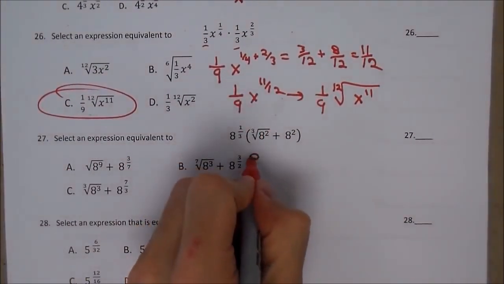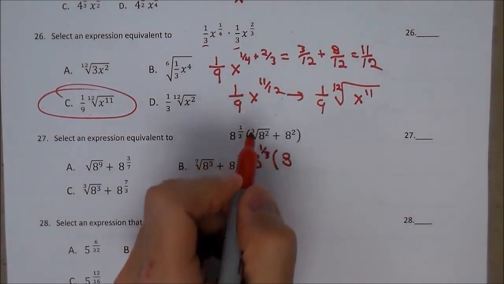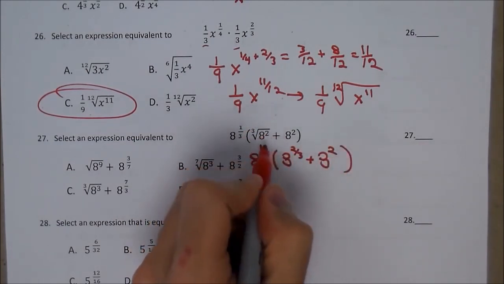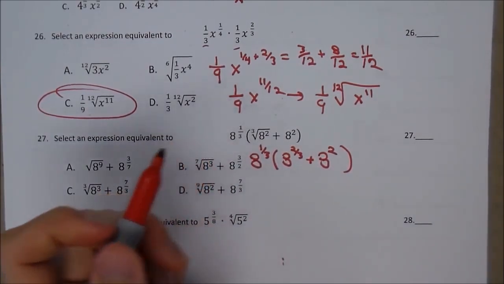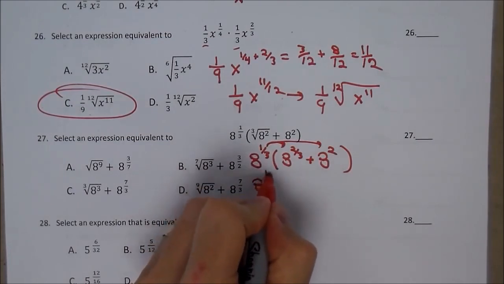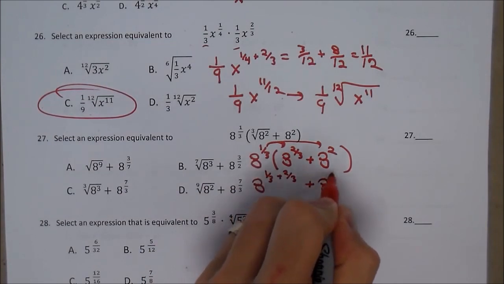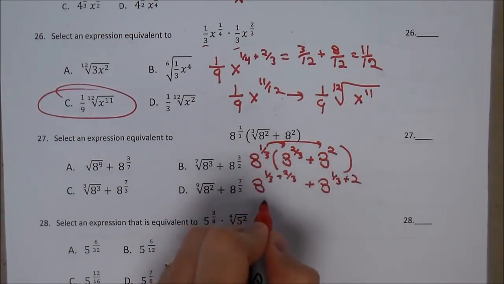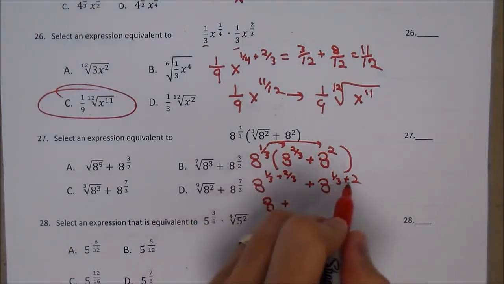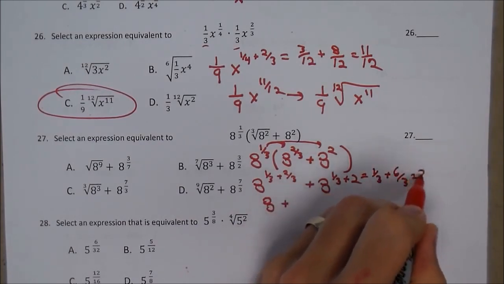For 27, I'm going to write them all in exponential form. So I got x to the 1/3 times x, or 8 to the 2/3 plus 8 squared. I'm then going to distribute these by adding exponents. So I get 8 to the 1/3 plus 2/3 plus 8 to the 1/3 plus 2. This becomes 8. And then here we have 1/3 plus 2 is really 1/3 plus 6/3 or 7/3.